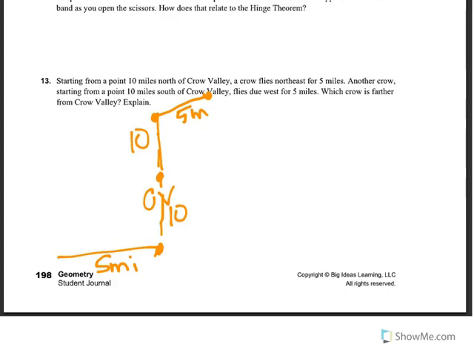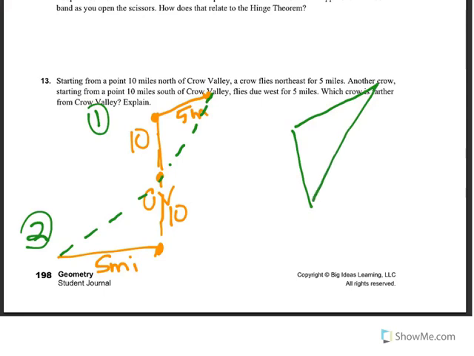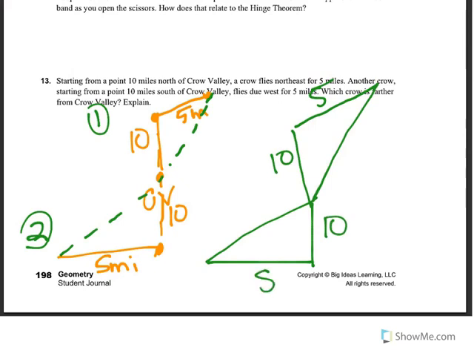Okay, so if we connect this to Crow Valley, so this is bird number 1, and we're going to connect this one. This is going to be bird number 2. I'm actually going to redraw this real quick. Sorry about that bell. So this one's northeast, and then we have this one that's strictly west. So that's 5, that's 10, that's 10, and that's 5.